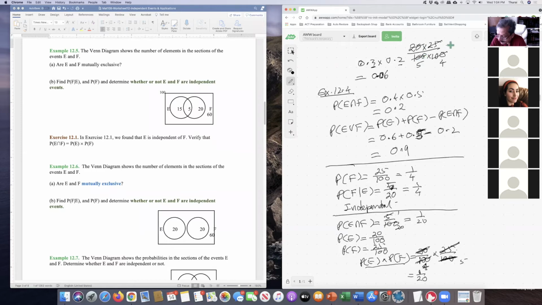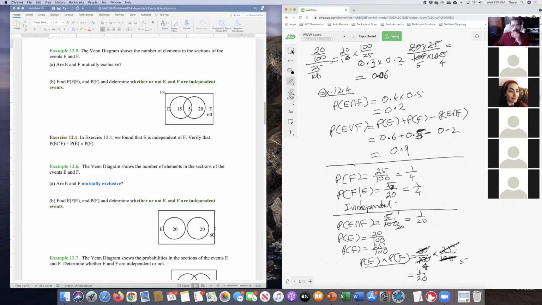I was just confused because when we did fractions before, we kind of flipped the fractions. That's if you're dividing. If I'm dividing 20 over 100 by 25 over 100, then that's the same as 20 over 100 multiplied by 100 over 25. Okay, I got it. Thank you.